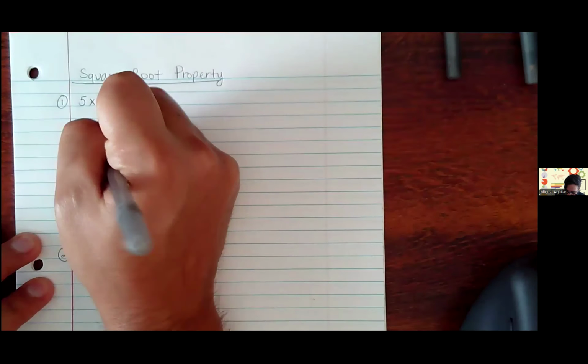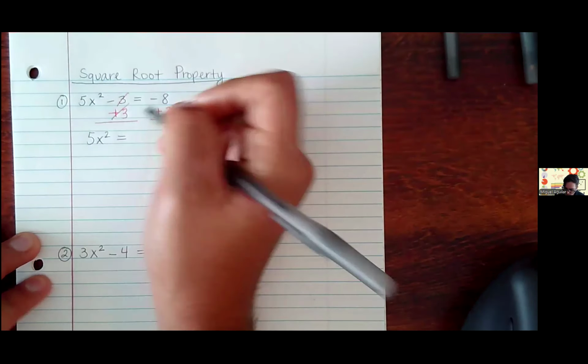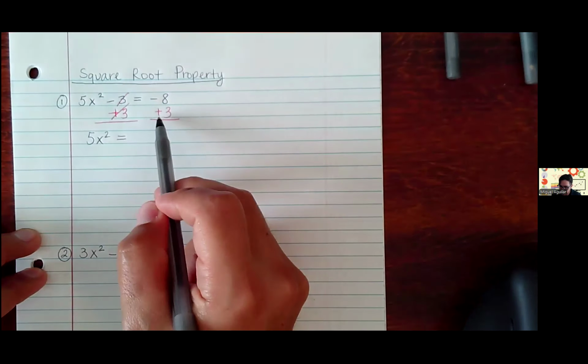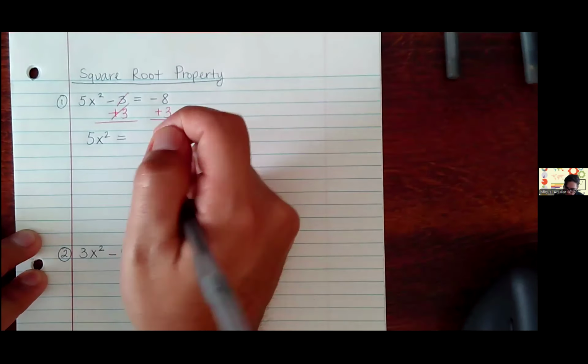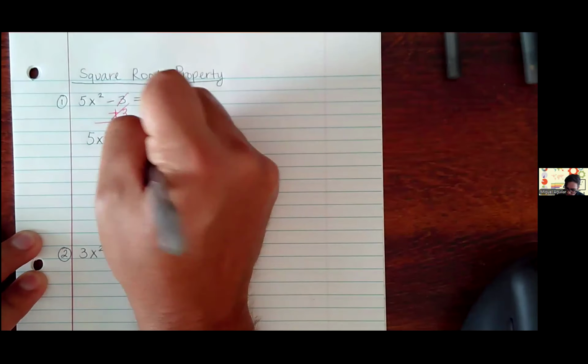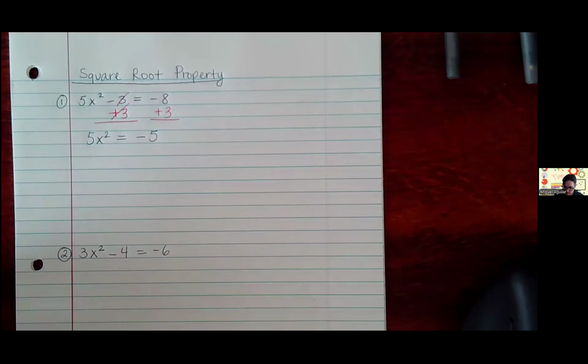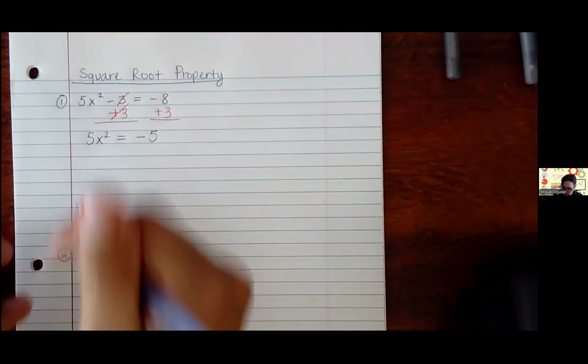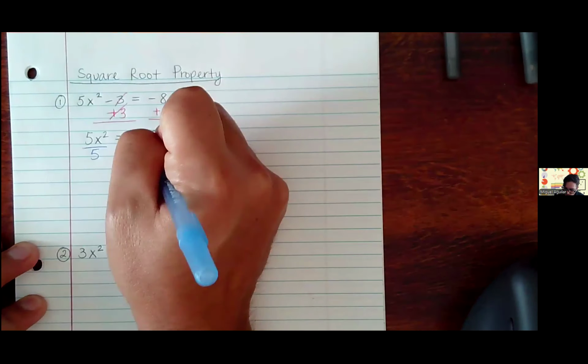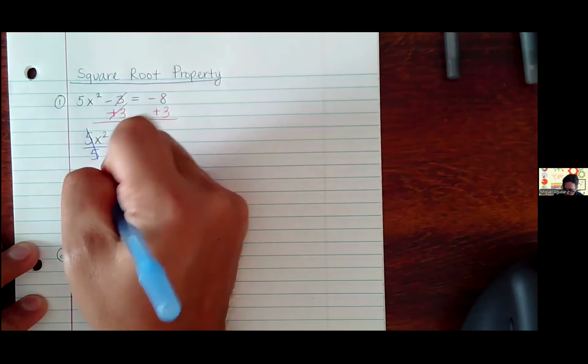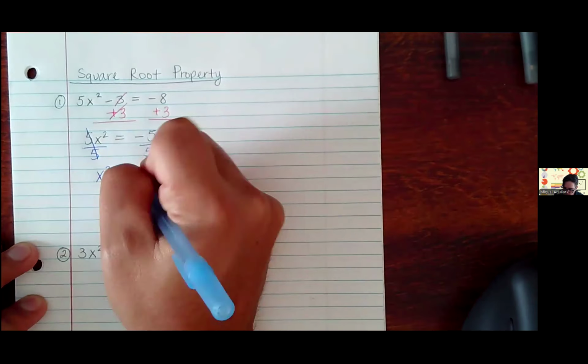We'll get 5x squared is equal to, and then -8 plus 3 is going to be equal to -5. Okay. Then we want to get the x completely isolated, so we're going to divide by 5 on both sides, such that now we have x squared is equal to -1.